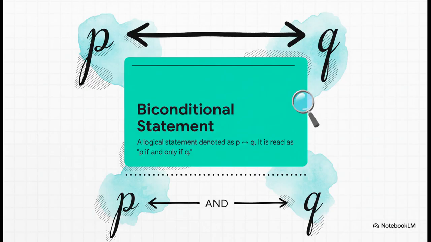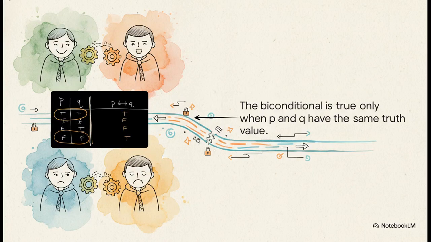Sometimes you'll see it abbreviated as iff. And this is a much stronger, much stricter relationship than a simple implication because it's really two statements in one. It means P implies Q and Q implies P. And the good news is, its truth table is super straightforward. The biconditional statement is true only when P and Q have the same truth value. That's it. They either both have to be true or they both have to be false. If one is true and the other is false, nope, the whole thing is false. It's a strict two-way street, right? They have to be in perfect sync.